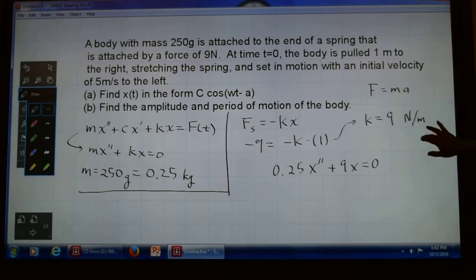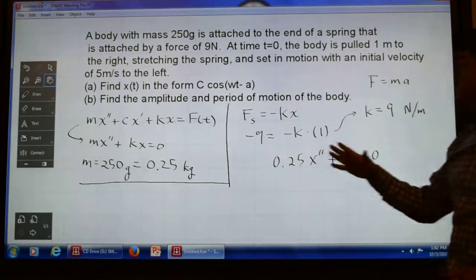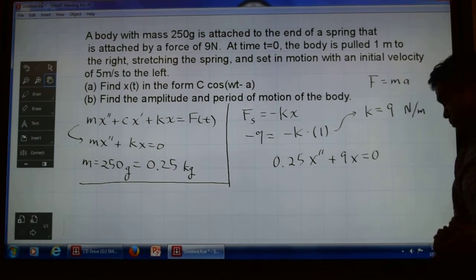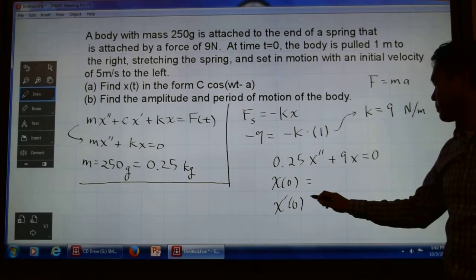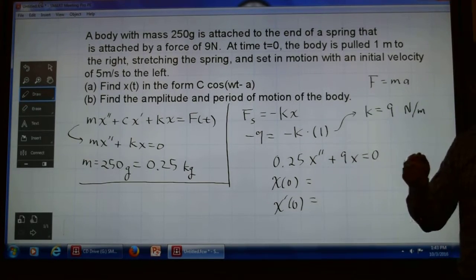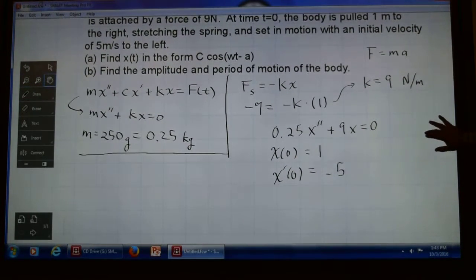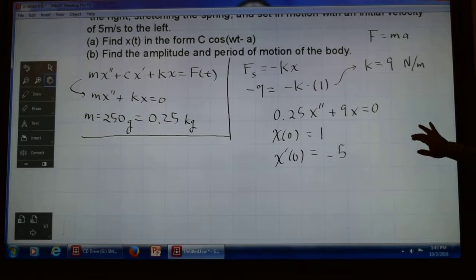And then you've stretched it, and now you're pushing it to one side, 5 meters per second to the left, and it was set in motion initially at 1 meter on the right. Therefore, the initial position and the initial velocity are each what? Initial position is 1. It was 1 to the right, so it's 1. What's the initial velocity? 5 meters per second, negative 5, because it's to the left. Once you have everything in kilograms, meters, and seconds, you can forget about the units and just solve.